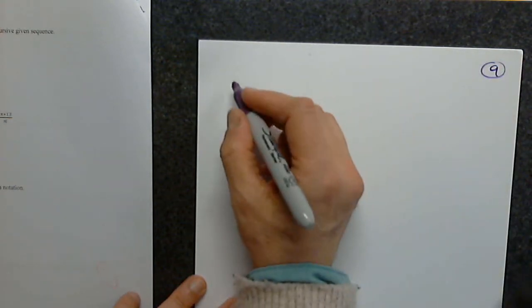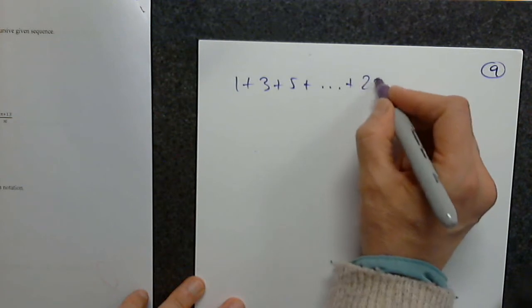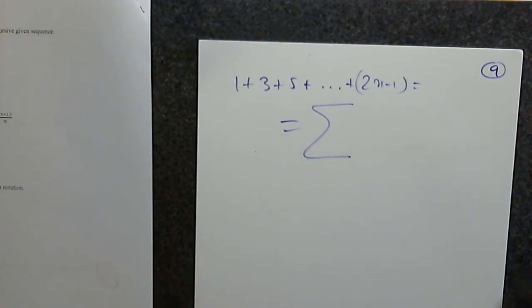The next problem, we have to express the sum using summation notation. We're not asked to calculate it. We're only asked to express it. So 1 plus 3 plus 5 plus dots plus 2n minus 1 equals the sum. So how do I write this so that it includes everything that I see?